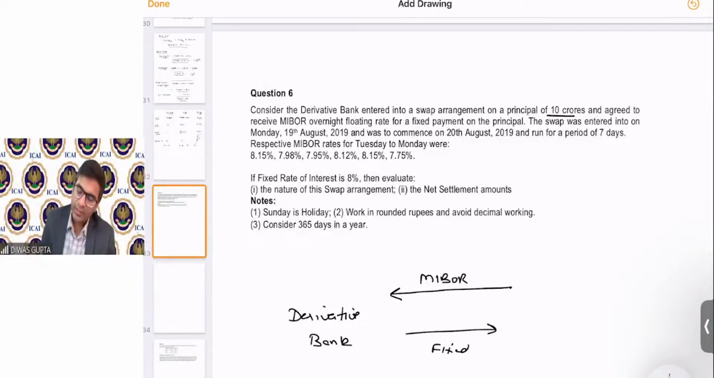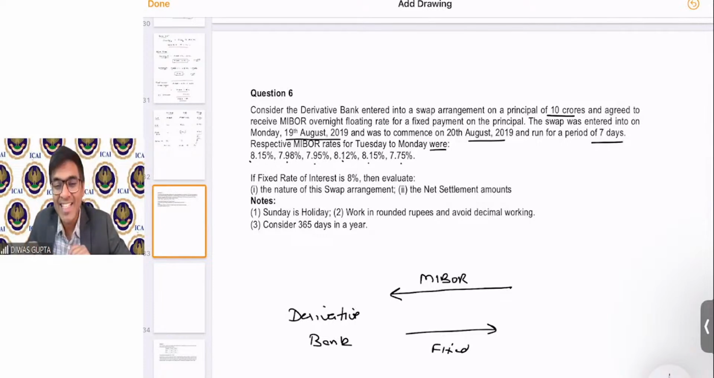The swap was entered into on Monday 19th August 2019 and was to commence on 20th August 2019. So they have agreed to this commitment on 19th August, effective from 20th August, and it runs for a period of 7 days, students. The respective MIBOR rates for Tuesday to Monday were 1, 2, 3, 4, 5, 6. Students, they have given us rates for 6 days because in the notes they have mentioned Sunday is a holiday. So effectively for 6 days we have been notified.